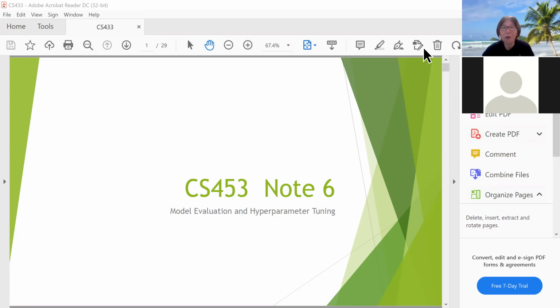Okay, so today we will start a new unit regarding model evaluation and hyperparameter tuning. In our previous discussion, we also learned some model evaluation and hyperparameter tuning, just not that systematically. So today we will systematically learn it.